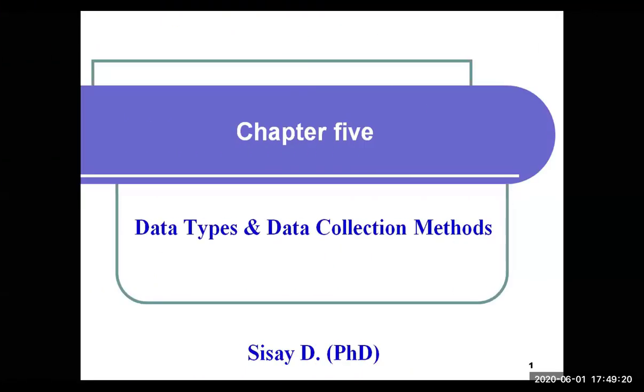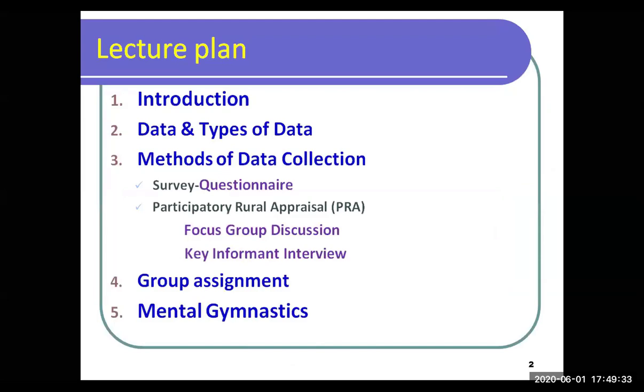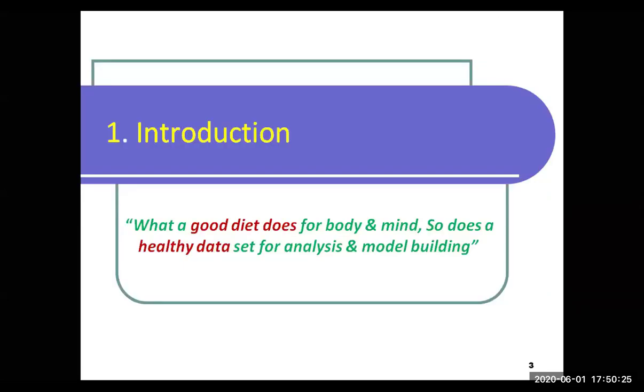Chapter 5, data types and then data collection methods. This chapter will primarily address the following 3 main issues. The first part is just briefly introducing the data and the data types. Subsequently, I will briefly explain methods of data collection, primarily survey administration, and then participatory rural appraisal techniques.